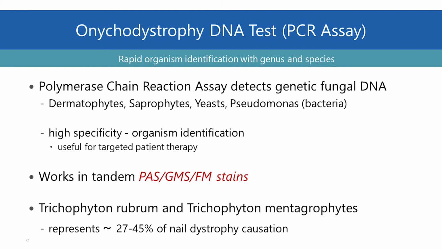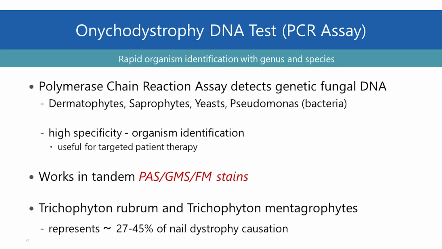This is the crux of everything that we've been talking about so far in this webinar. Essentially, if you're going to treat, especially if you're going to treat with an oral medication, you should definitely know specifically what you are treating before you give a patient an oral medication. Very high specificity, again, organism identification. Now, I do want to say another very important note that when you're doing a PCR test for genus and species, this is not an either or situation. It's not a situation where if you do the PCR, you don't do the PAS or the GMS. All right, these tests work in tandem, and I'm going to give you a couple of studies that kind of promote that. Okay, these tests work in tandem.